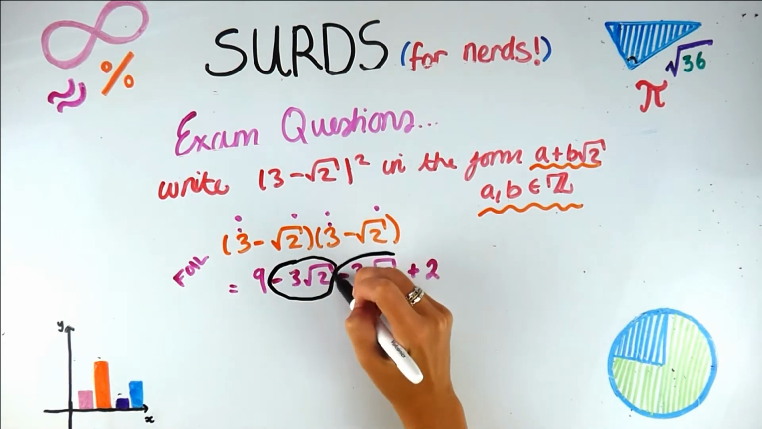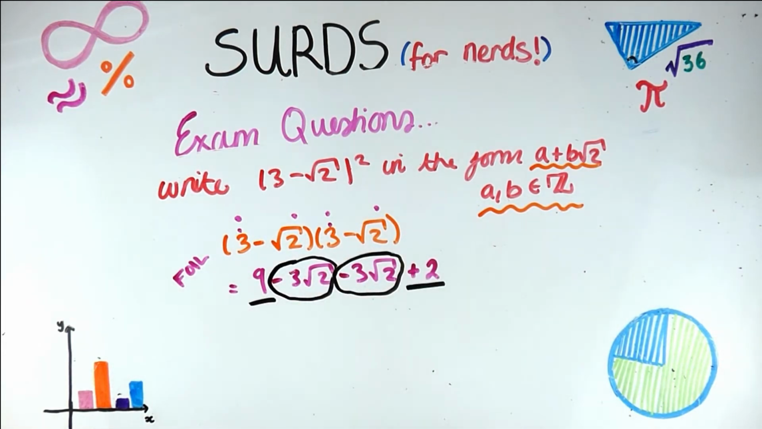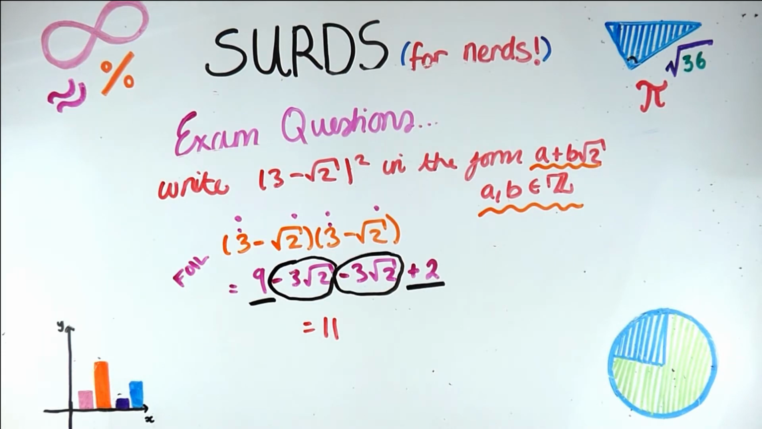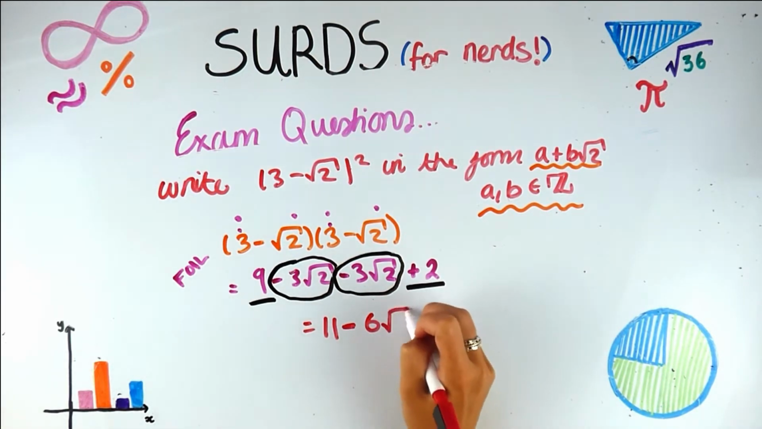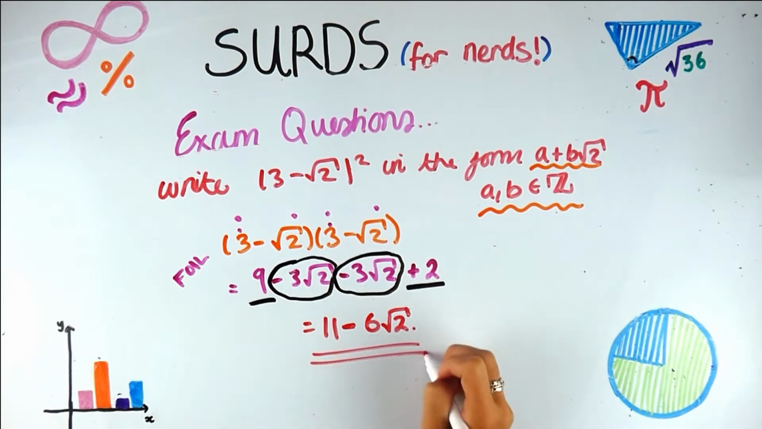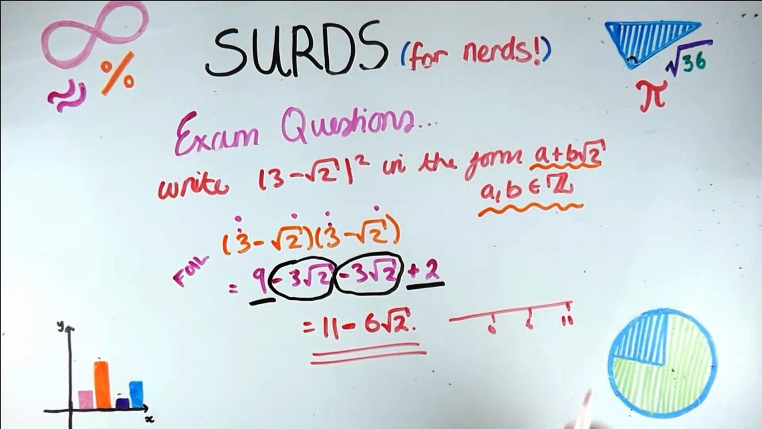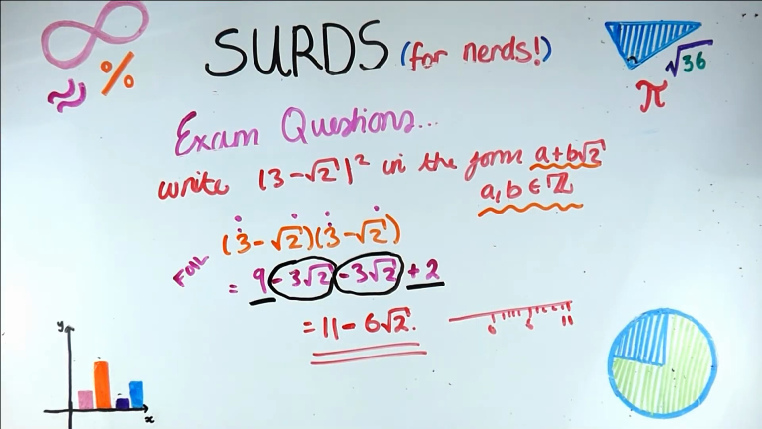So we have 9 plus 2, which is 11. Then we've got minus 3 root 2, minus 3 root 2. Let's just think of that as minus 3 apples, minus 3 apples. So I'd have minus 6 apples, but they're not apples, they're root 2's. And 11 and minus 6 are both integers because they're both on our number line. So that's how you do that one.